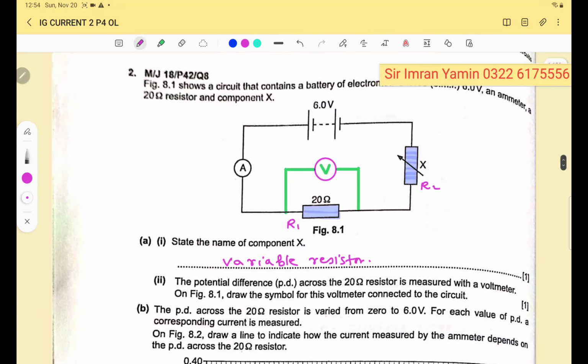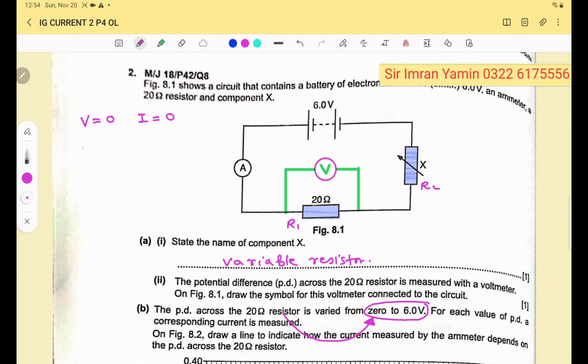And now the B part of the question: the PD across the 20 ohm resistor is varied from 0 to 6 volt. You know that if the PD across the 20 ohm resistor is 0 volt, then what will be the current, Abata? If the voltage is 0, then what will be the current through the 20 ohm resistor? Sir, current depends upon voltage. If the voltage is 0, then the current will be 0. So the current through the 20 ohm resistor will be 0 when the voltage is 0.